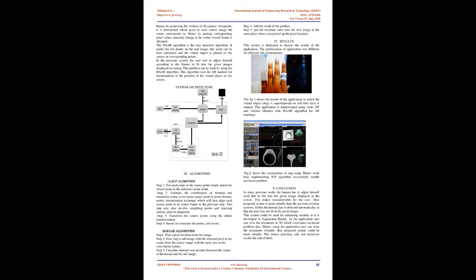The system calculates the correspondence between each vertex of the reconstructed 3D model and colored pixels in all frames by projecting the vertices of all camera viewpoints. It is determined which pixel in each color image the vertex corresponds to. Hence, by picking corresponding pixel values, the intensity change at the vertex over all frames is obtained.